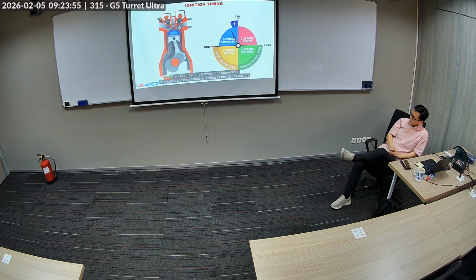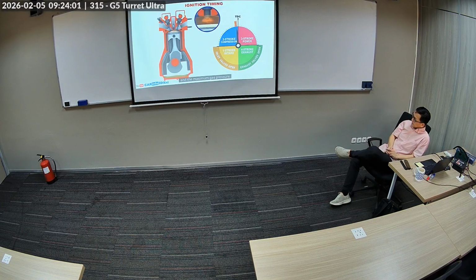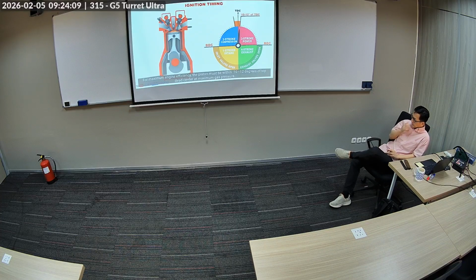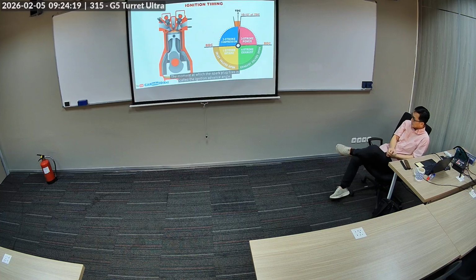There is some time between the appearance of a spark and the complete ignition of the fuel-air mixture and the maximum gas pressure. The piston moves some distance during this time. For maximum engine efficiency, the piston must be within 10 to 12 degrees of top dead center at maximum gas pressure. It means that the ignition system must start in advance. The moment at which the spark plug fires is called the ignition advance angle.